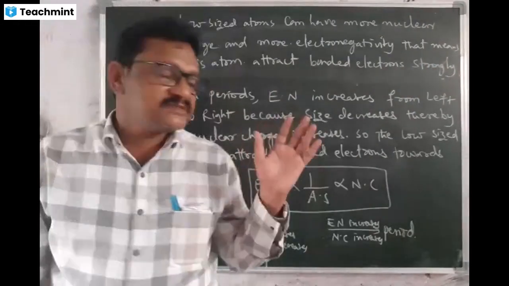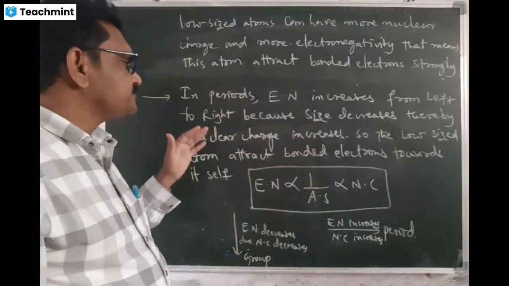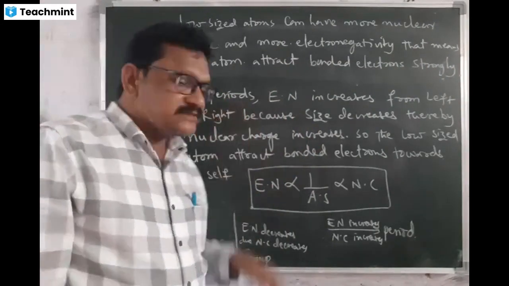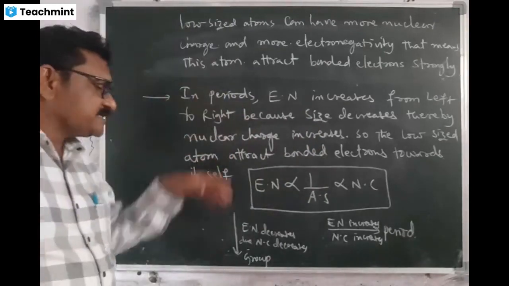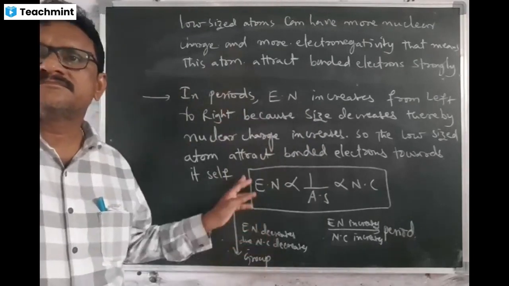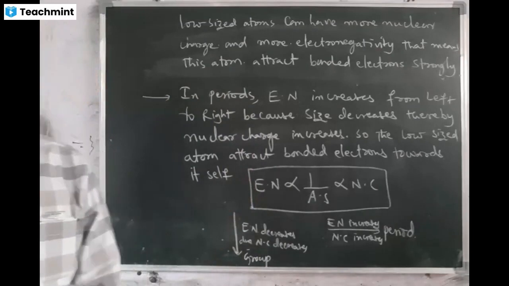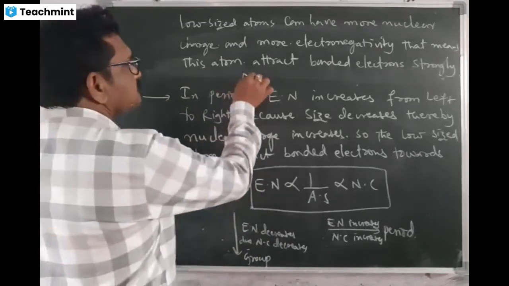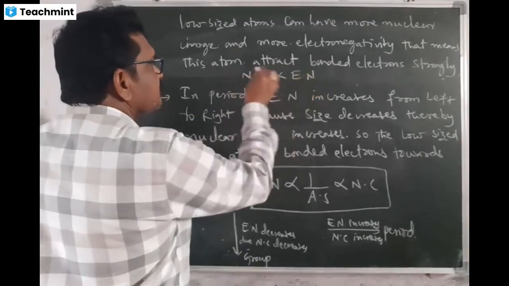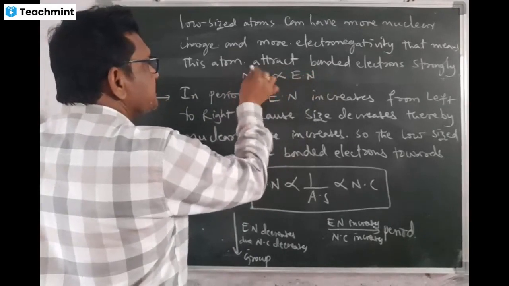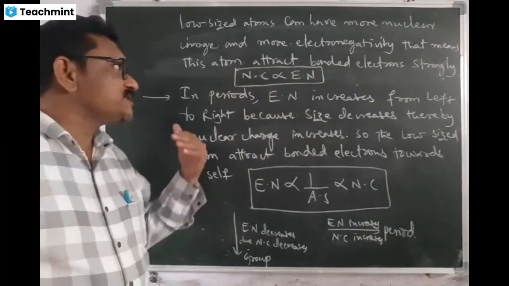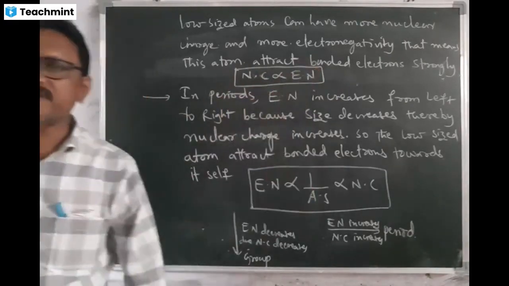All of this you can easily understand by observing examples. I will explain the same thing along with examples. You write down. Nuclear charge NC is directly proportional to electronegativity. This you will remember. So whenever an atom has more nuclear charge, it has more electronegativity. That's all.